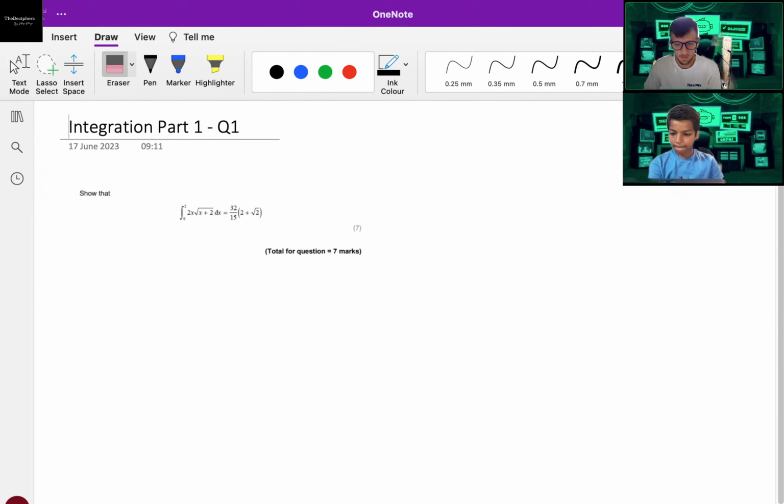That's question 1. So first question, a 7-marker. Quite a lot of marks for just one question. It says show that the integral between 2 and 0 of 2x times root x plus 2 dx equals 32 over 15 times 2 plus root 2. So it's a definite integral question, and it doesn't tell you what method to use. Like I said, sometimes they will, sometimes they won't, so it's good to know which method to use.